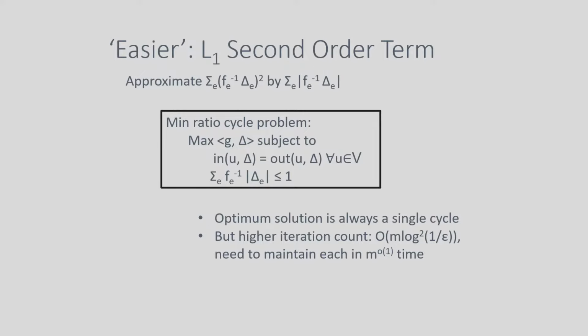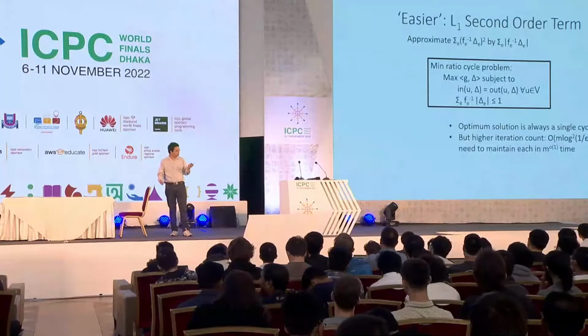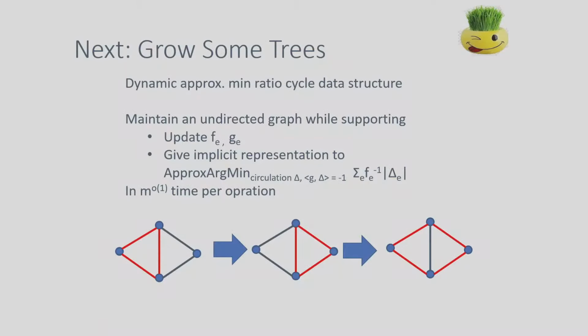This is a much more combinatorial problem and has a couple of nice properties. First of all, the optimal solution is always a single cycle. But it has a slightly higher iteration count. Instead of a root n iteration count, now your iteration count becomes n. So your data structure needs to be far, far more efficient. But we like data structures. So the rest of this whole thing is about dynamically approximating a mean ratio cycle. Formally, you want to support changes in g, changes in f, and then outputting the mean ratio cycle and updating the current flow with it. That ends up being the data structure.